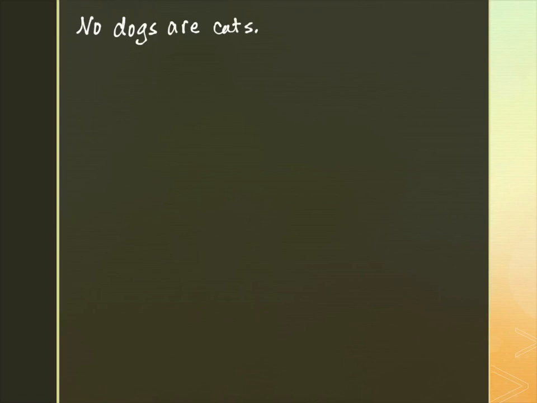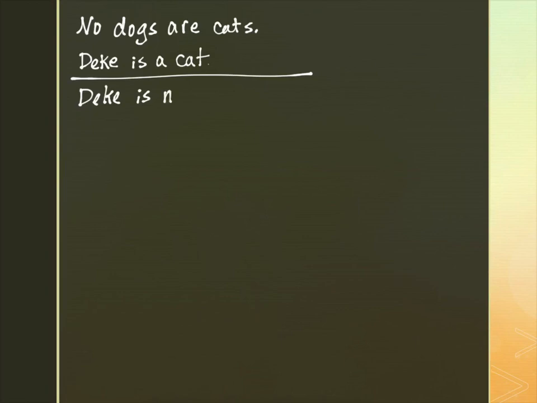What do I want to say next? All right, I've got one. Deke is a cat. Therefore, let's spell Deke the same way both times. Deke is not a dog. We'll go with that. Sure, that'll work.